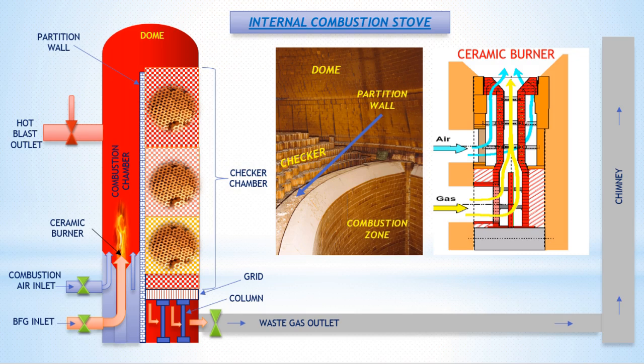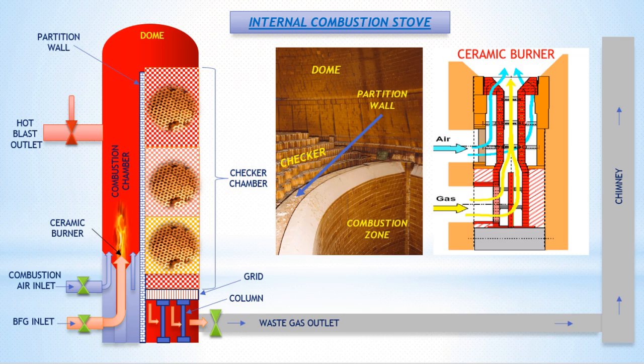Checkers, a series of refractory brickwork or ceramic elements that allow gas flow and heat transfer. Flue gas channels, channels that direct the flue gases through the regenerator. Air blast channels, channels that direct the air blast through the regenerator. Insulation, the regenerator is often insulated to minimize heat loss. Alternating heating and cooling cycles, the regenerator operates in cycles, heating up during flue gas flow and cooling down during air blast flow.